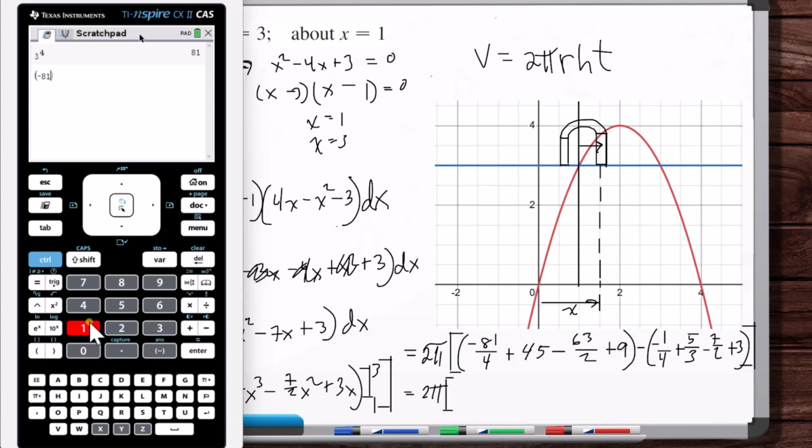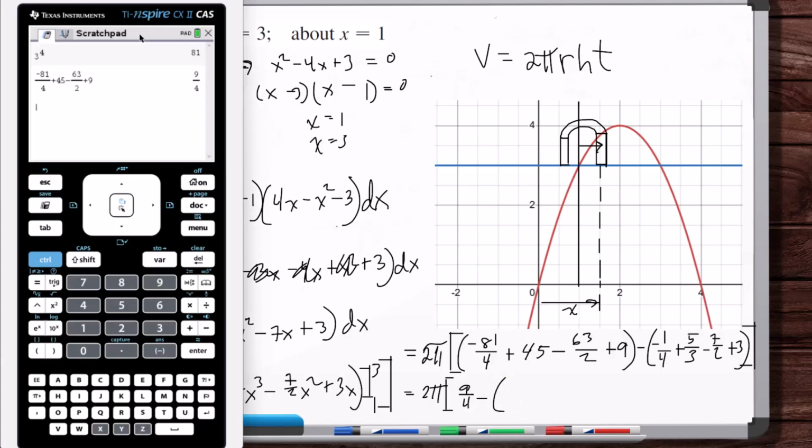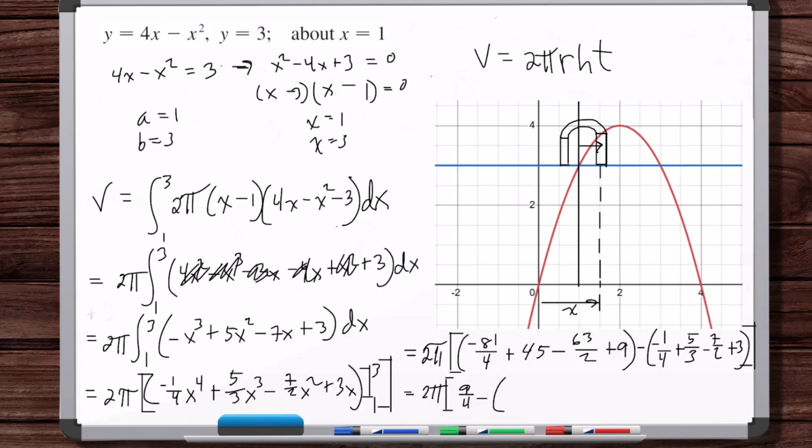Minus 81 divided by 4 plus 45 minus 63 divided by 2 plus 9 is 9/4 minus 1/4 plus 5/3 minus 7/2 plus 3 is 11/12.